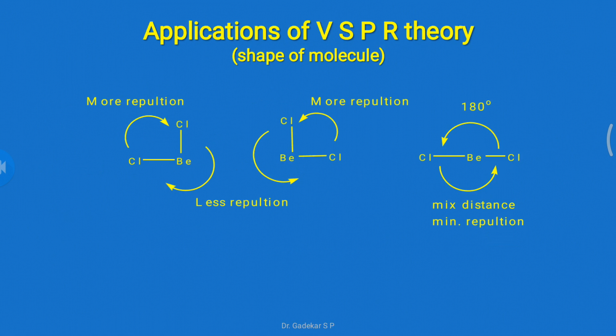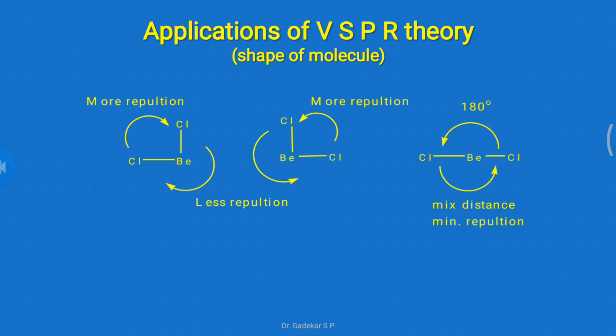So today, the application of valence shell electron pair repulsion theory: shape of molecules. Suppose we explain beryllium chloride. Beryllium chloride is a linear or diagonal type of molecule, an sp hybridized molecule. In this beryllium dichloride, on the first side the chlorine bond pair has more repulsion, and on the right side less repulsion, because of the bond angle.